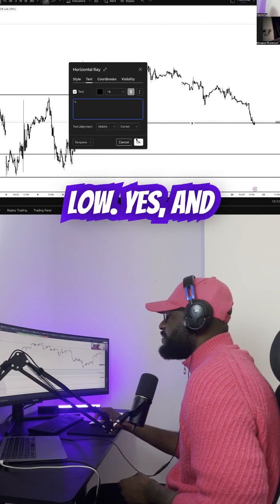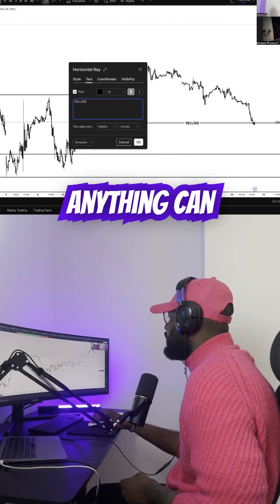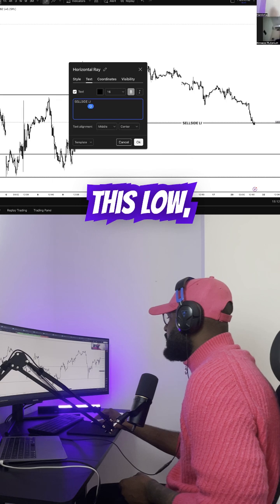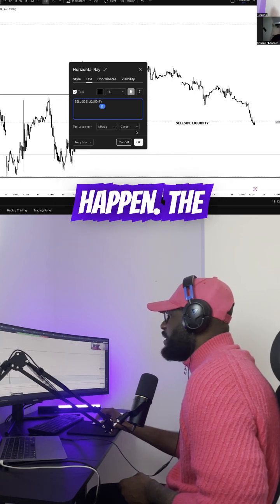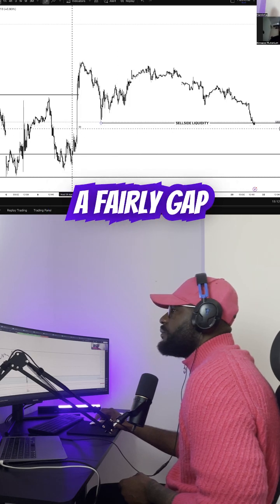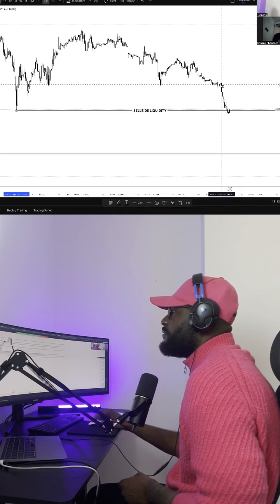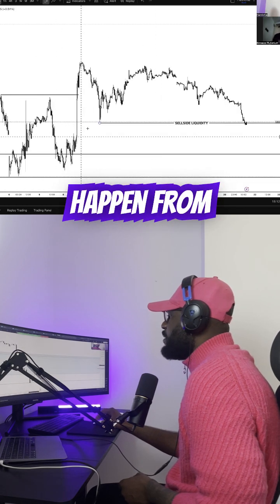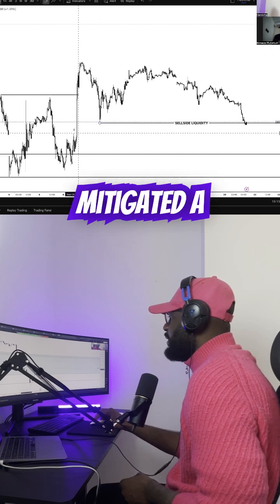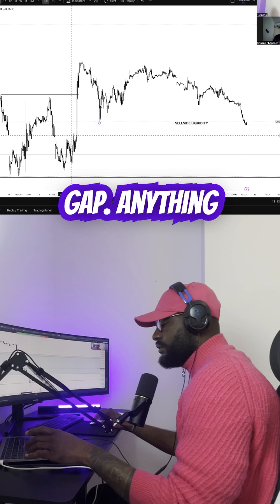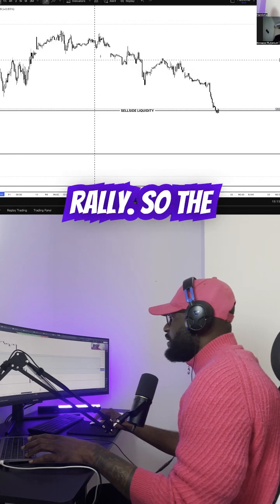So this low became suspect, sell-side liquidity. Price has taken that low, and already the price has taken this sell-side liquidity. So anything can happen from this low. The market can literally mitigate maybe a fair value gap, down close candle, and reverse and continue higher. Anything can absolutely happen from here. We've taken liquidity, we've mitigated the fair value gap. Anything can happen in here and take us to continue higher, to rally.